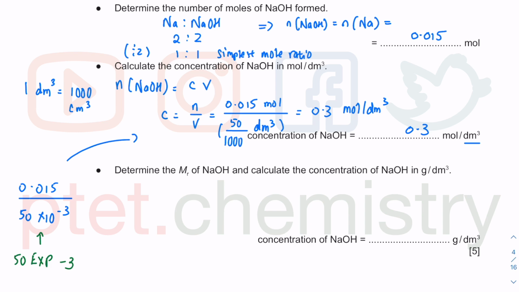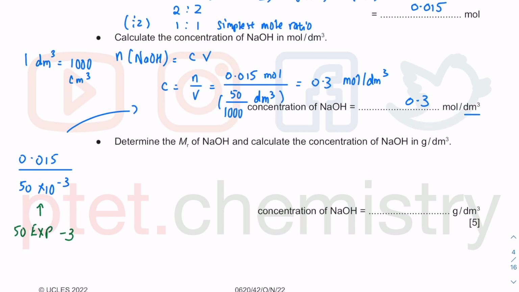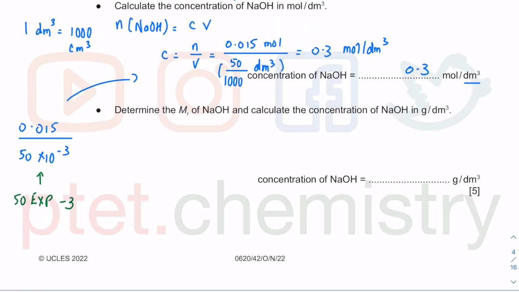If you can't do it, you might have to press shift and then exp, depending on what calculator you're using. If you're unsure, just ask your mathematics teacher, yeah? Now determine the Mr of NaOH. That's the first part of the question before calculating the concentration in gram per dm cubed. So the Mr of NaOH is 23 plus 16 plus 1. So they give me 40.